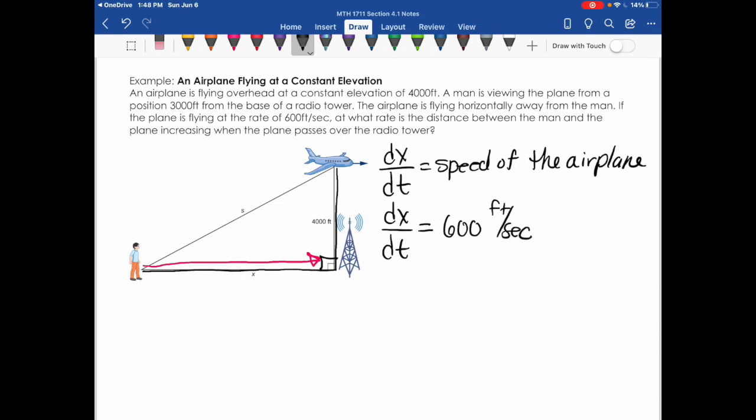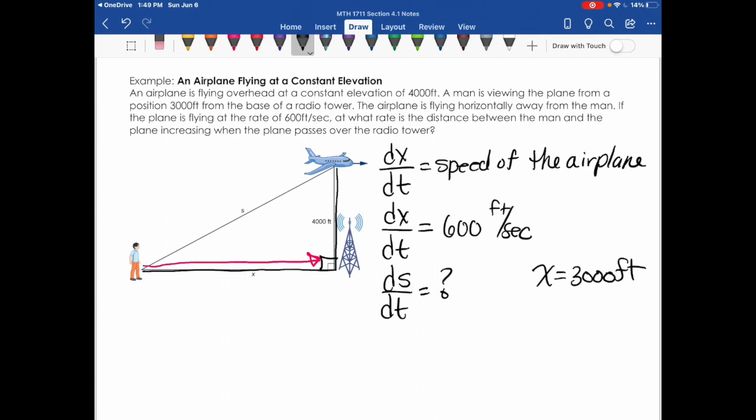What was asked for us to find is the rate of change in the distance between the man and the plane, that direct distance. So we're looking to find ds/dt. Now it says that it also wants us to find ds/dt when the distance x is actually 3,000 feet. So we're also given that x is 3,000 feet. So this is step 2, identifying the variables that we have, the variables that have known values that we plug in, and then identifying what we're trying to find.